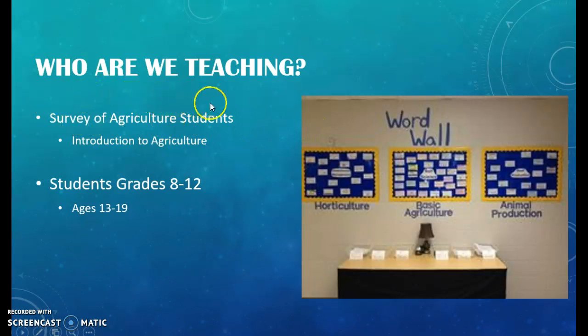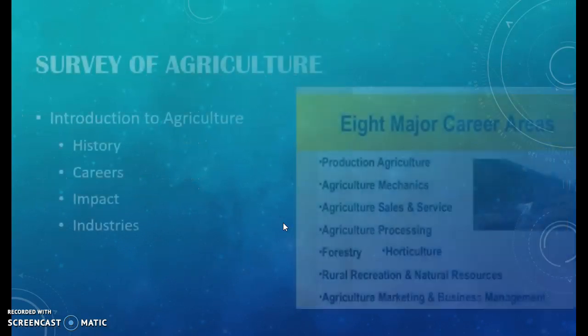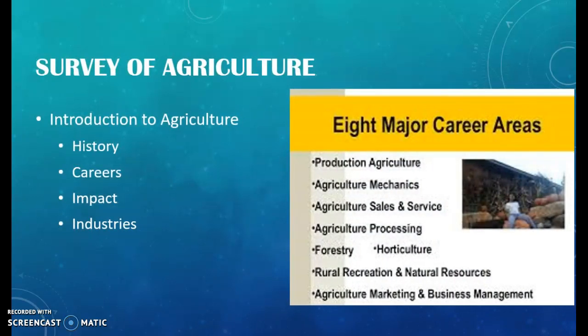And the answer is going to be, of course, students, but specifically survey of ag students who tend to be in grades 8 through 12, ranging from ages 13 to 19. So, a little bit about the class.